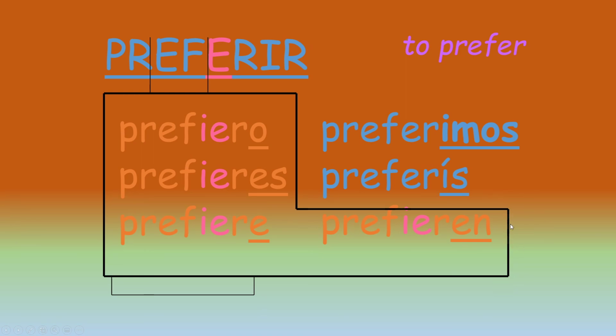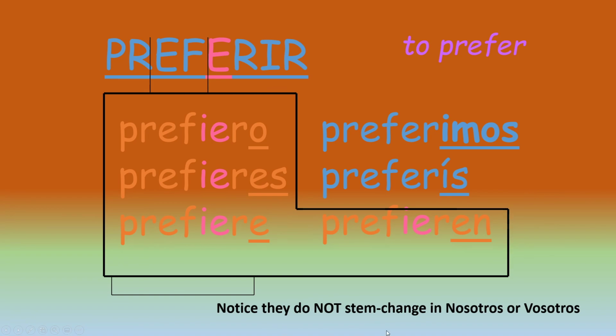The reason it's called a boot verb is because we've got lots of visual learners out there, and that tends to help them. Everything inside the boot changes, everything outside does not. Okay, if you're not visual, or if it's just easier for you, you can say everything except for nosotros and vosotros changes. Whatever's easier for you, just as long as you get it right. All right? Again, do not stem change in nosotros, vosotros.